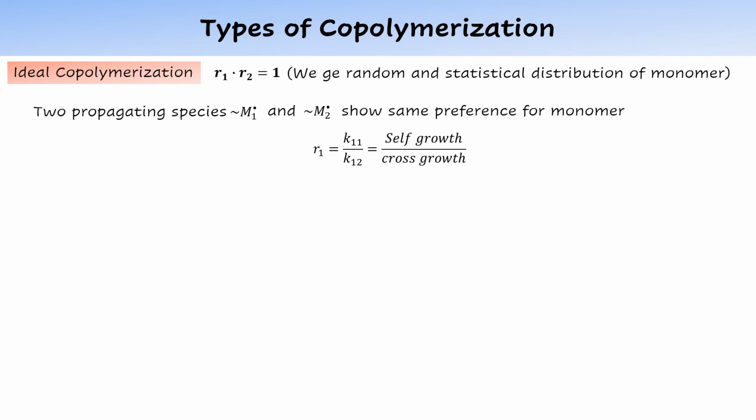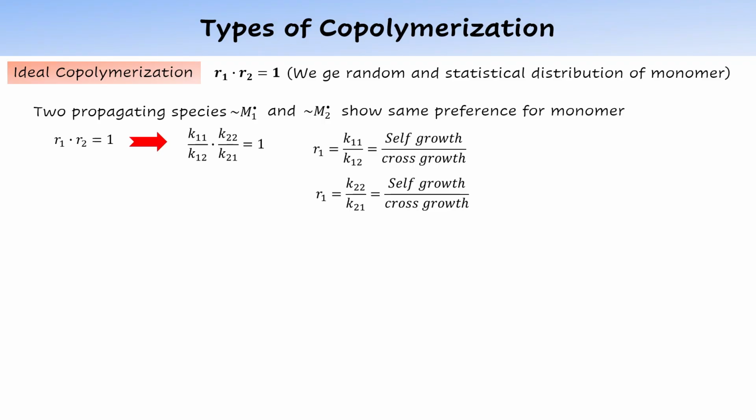Mathematically, we define the reactivity ratios as R1 is equal to K11 over K12 and R2 is equal to K22 over K21. Here K11 and K22 represent self-propagation rate constants, meaning the growing chain radical M1 adds monomer M1 and M2 radical adds M2 monomer. For ideal copolymerization, the product of these ratios equals 1. In other words, the reactivity of monomer M2 is the reciprocal of that of M1.